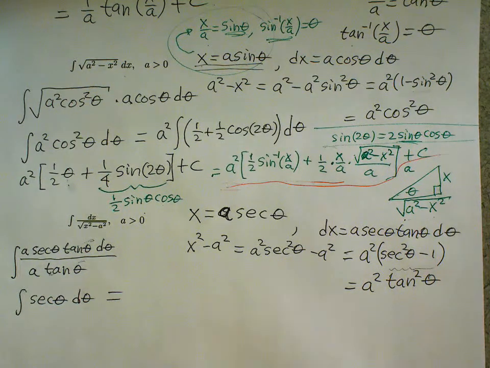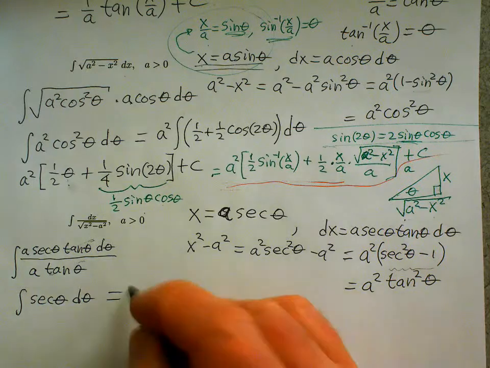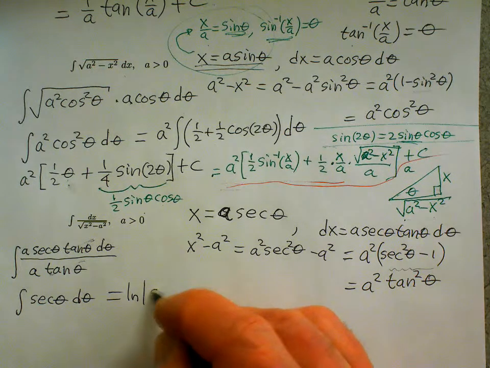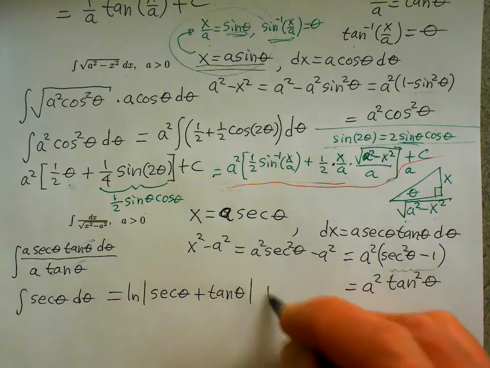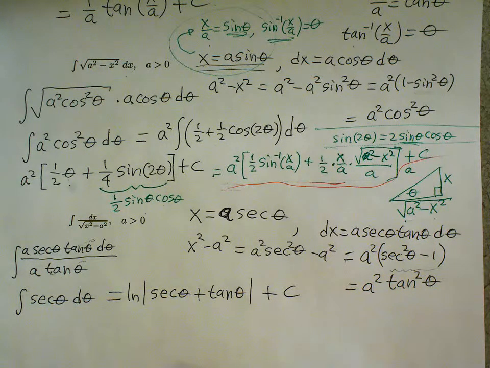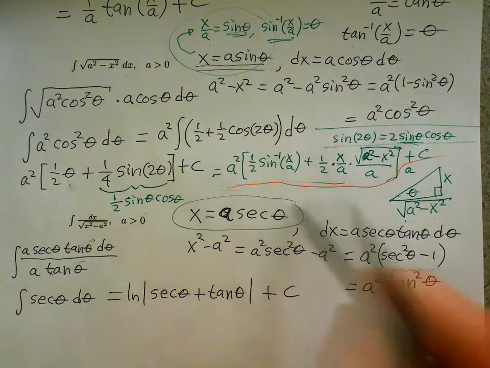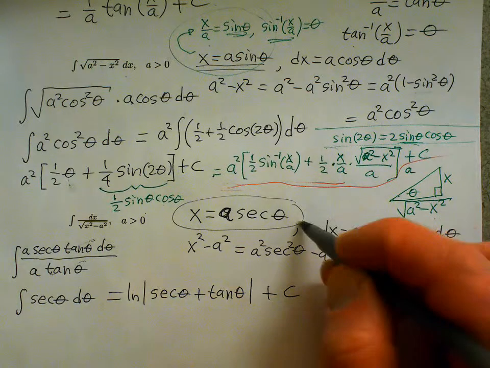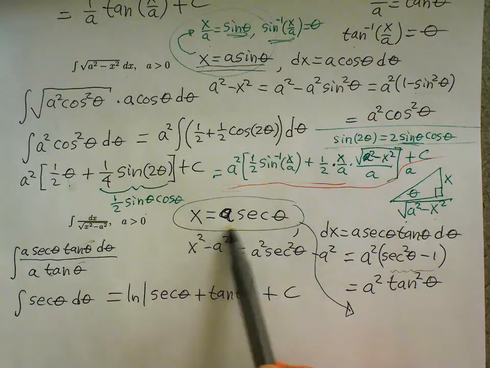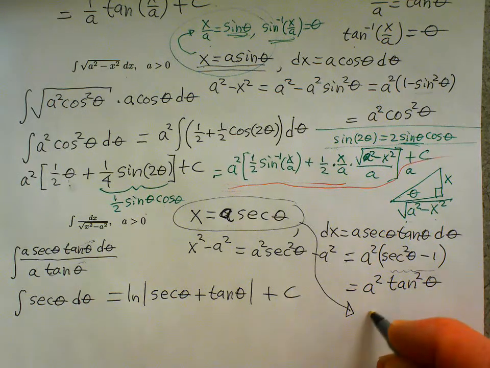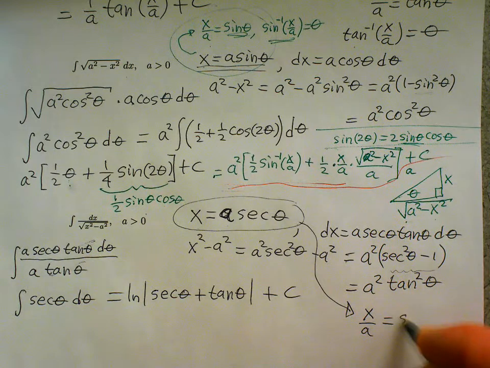So you'll remember that the antiderivative for secant of theta is the natural log of the absolute value of secant of theta plus tangent of theta. We have to replace secant of theta and tangent of theta with expressions in terms of x. So the trigonometric substitution used is what determines that. So if x equals a times secant of theta, then x divided by a equals secant of theta.